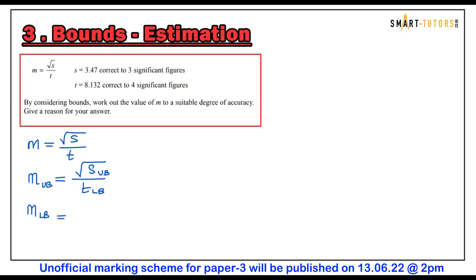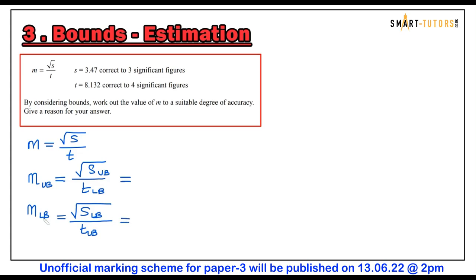Then the next one, M's lower bound is going to be the square root of S's lower bound divided by T's upper bound. So these are the equations ready for the substitution.